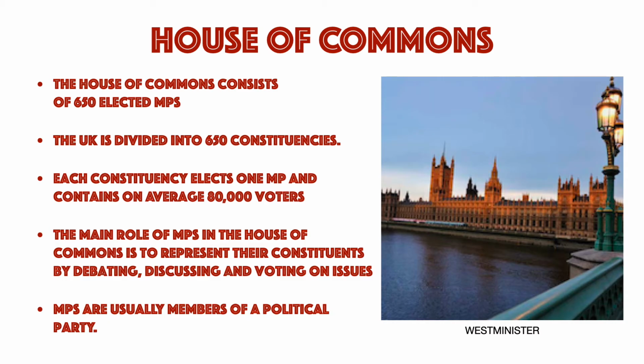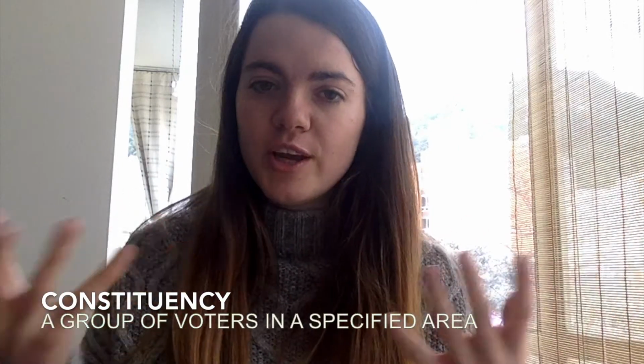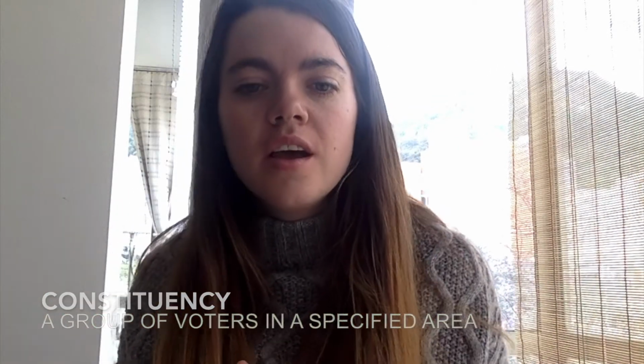So the House of Commons is made up of 650 elected members of Parliament, or MPs. The United Kingdom is divided into 650 constituencies, each of which contains an average of 80,000 voters. The role of the Member of Parliament is to represent their constituency by debating, discussing and voting on specific issues. MPs are usually members of a political party, but they can also be independent. So each constituency is an area that contains about 80,000 voters, more or less.